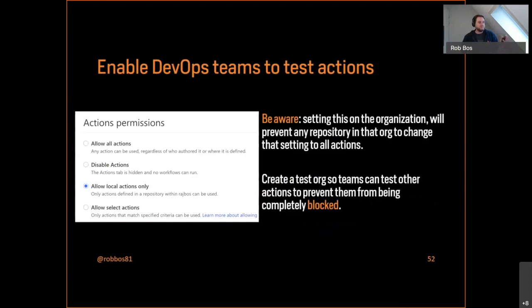As I already said, be aware that setting it at the organization level will block your entire organization from doing anything else. So create a test organization that teams can use for testing and finding new actions. Otherwise, it will be completely blocked from pulling in code, and they will probably do that on their own user account outside of the scope of your organization, perhaps.